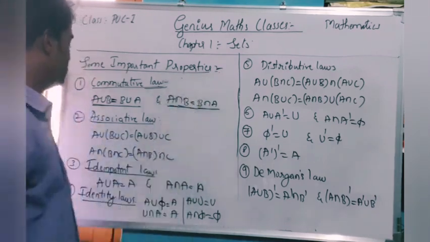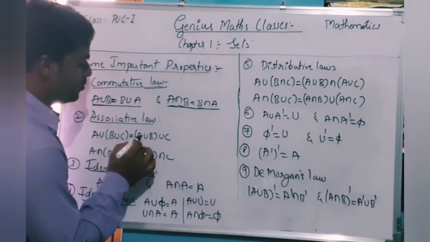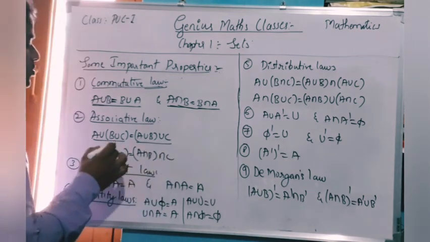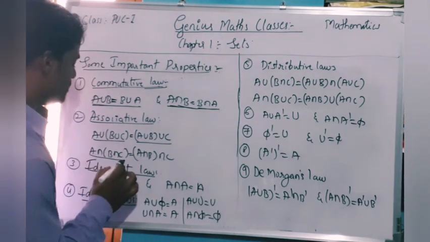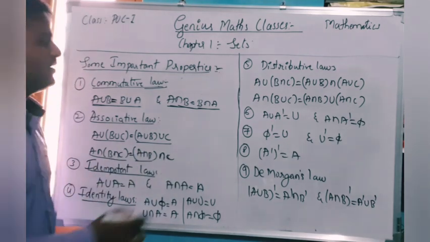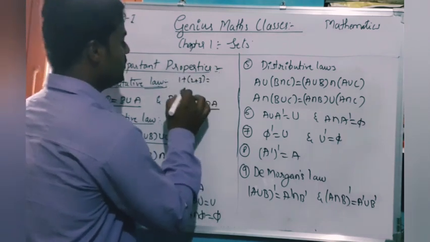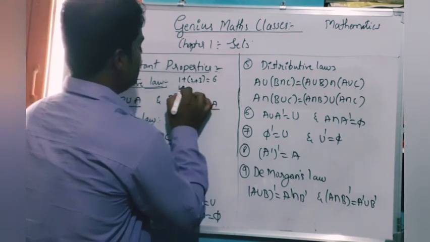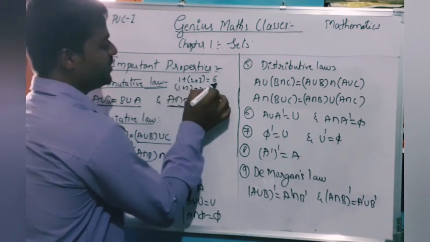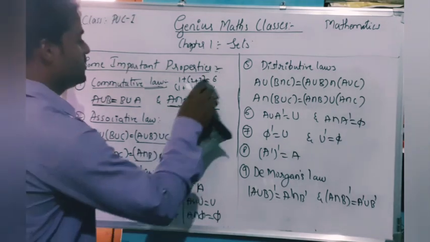And the second one is the associative law. That is A union (B union C) must be equal to (A union B) union C. So this is the associative law, and A intersection (B intersection C) must be equal to (A intersection B) intersection C. So this is the same as the example: 1 plus 2 plus 3 equals 6, and 1 plus 2 plus 3 also equals 6. Okay, this is the simple example.